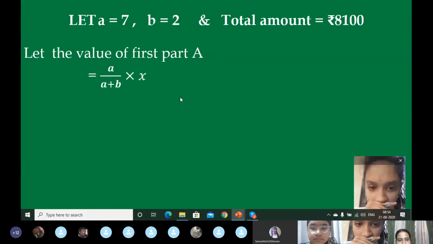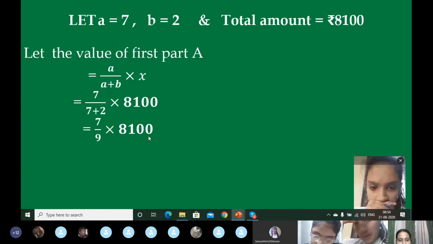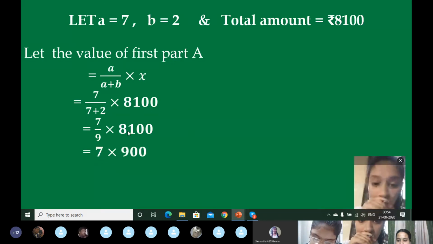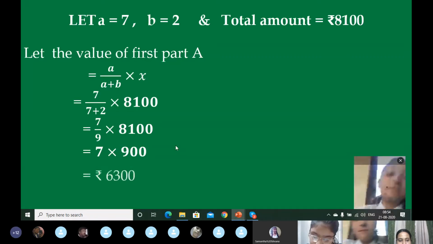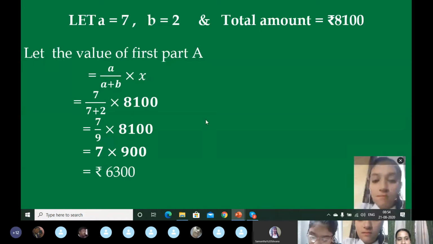So what happens? 7 divided by 7 plus 2, multiplied by the total amount, which is 8100. Clear? 7 by 9 into 8100. That gives us 7 into 900. 9 ones are 9, 9 nines are 81. So 7 into 900 is equal to rupees 6300. See, in this way, we have got the value of A.